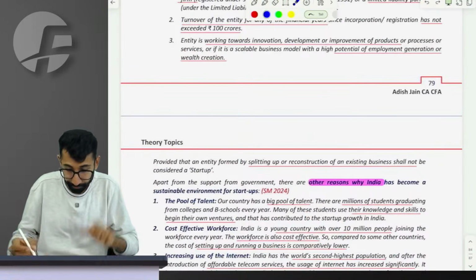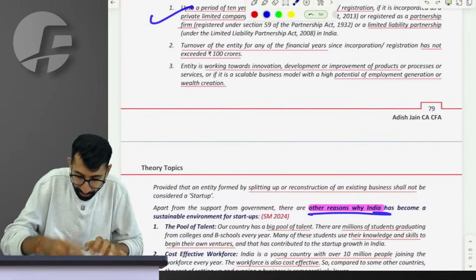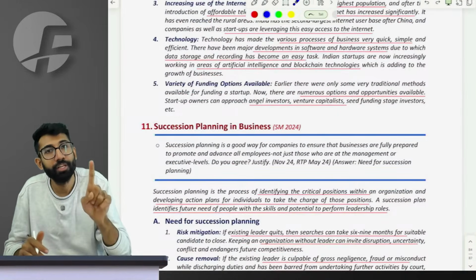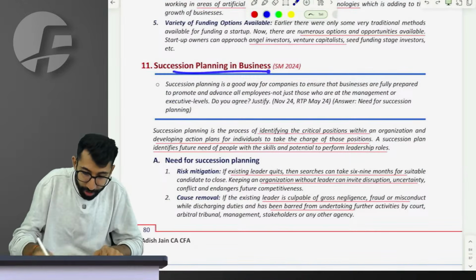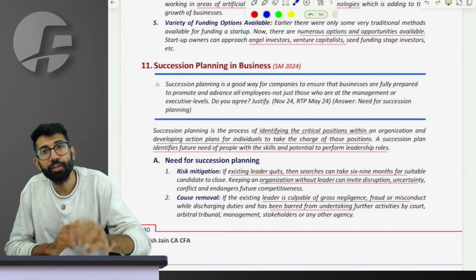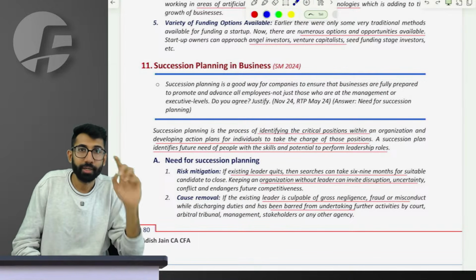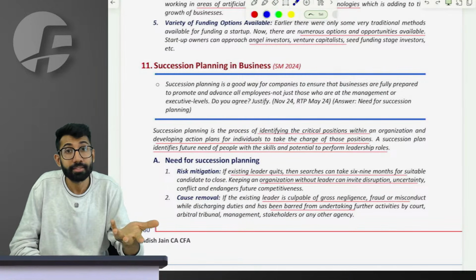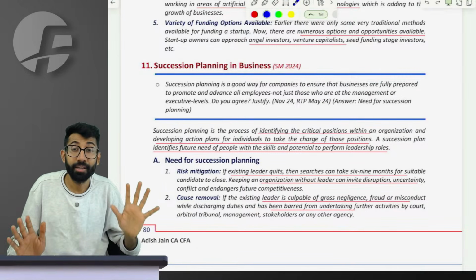Meaning to say, as I say, headings are also important. If you jump directly to the answer, in the exam you will never know what was the heading for which this is the answer. Succession planning. A startup is generally founder driven. I am a founder, I create a company. For example, Amit Gupta creates a company. What after he dies? What after something happens to him? What after he resigns? He retires?